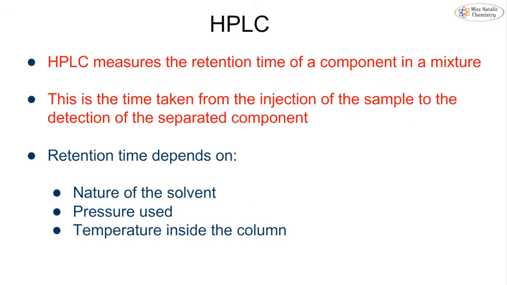Now, the HPLC measures the retention time of the component in a mixture. And what we mean by this is it's very similar to the RF value that we found in paper chromatography. However, this time we are looking at how long it takes rather than the distance it travels. So the retention time is the time taken from the injection of the sample to the detection of the separated component. So we're measuring in terms of how long it takes to pass through the column, essentially.